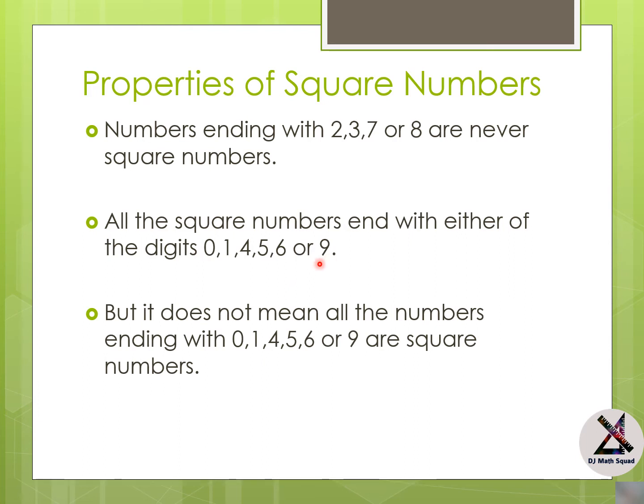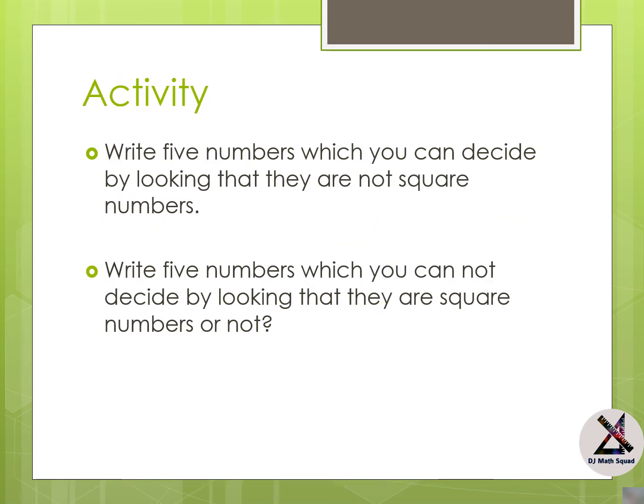Like if you take 34, 34 is ending with 4, but it is not a square number, right? 45 ending with 5, but not a square number, okay? So here is one activity for you. You have to write 5 numbers which you can decide by looking that they are not square numbers. And one more question, write 5 numbers for which you cannot decide by looking whether they are square numbers or not.